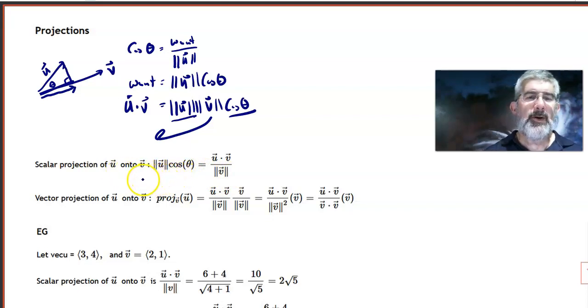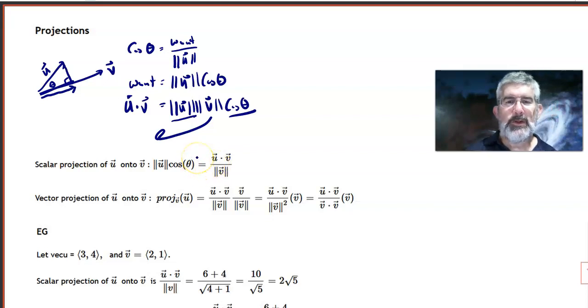Okay. Now, I need to turn that into a vector because this is just a number. This is the length, right? The dot product gives you a number. The length of a vector gives you a number. You divide two numbers, it's just a number. That's not a vector. So that's what's called the scalar projection. I now need to turn that into the vector projection.